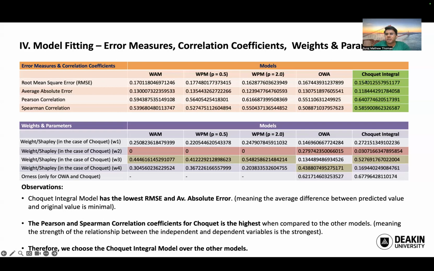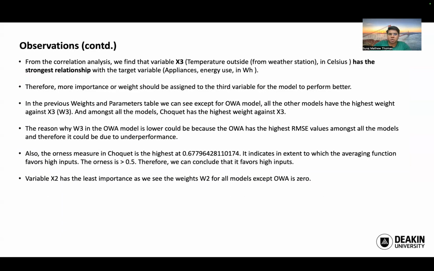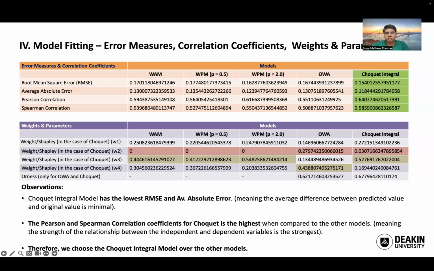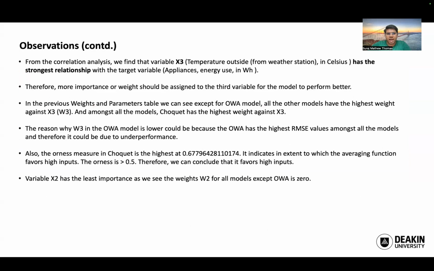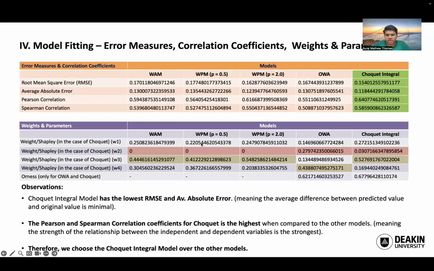So why did we select the Choquet integral? Because it had the lowest RMSE and the highest Pearson and Spearman correlation. So the Choquet integral model is chosen over the other models. Now, for correlation analysis, X3 has the strongest relationship, and more weight should be assigned to the third variable to perform better. The third variable has the highest weights.